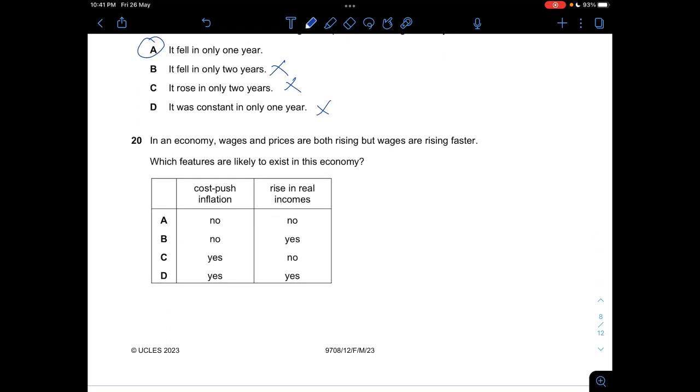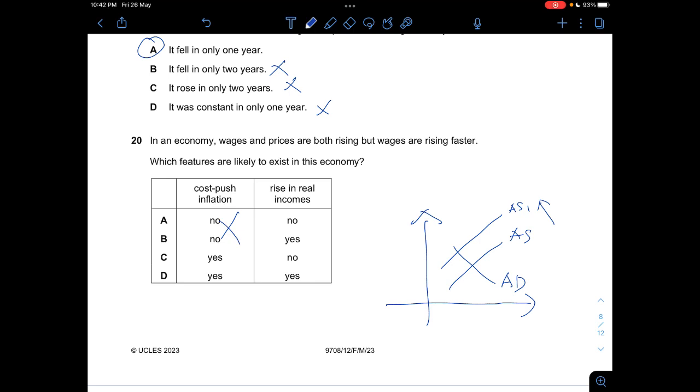Question 20, in an economy, wages and prices are both rising. The wages are rising faster. Which features are likely to exist in this economy? So when wages are rising faster, this is your AS curve and this is your AD curve. When wages rise faster than prices, your AS curve will shift to the left because wages are above the rate of inflation. So cost of production increases, shift to the left, so there's cost-push inflation, so A and B are wrong. And yes, there is a rise in real income because of the rise in wages, so the answer is D.